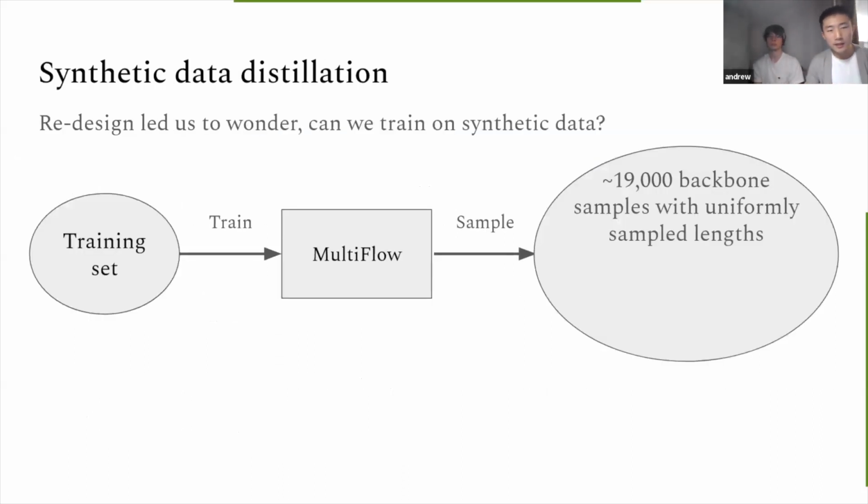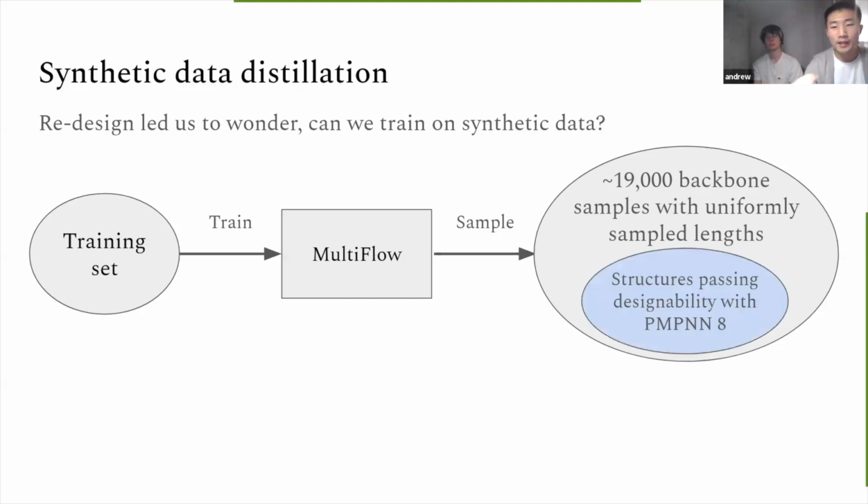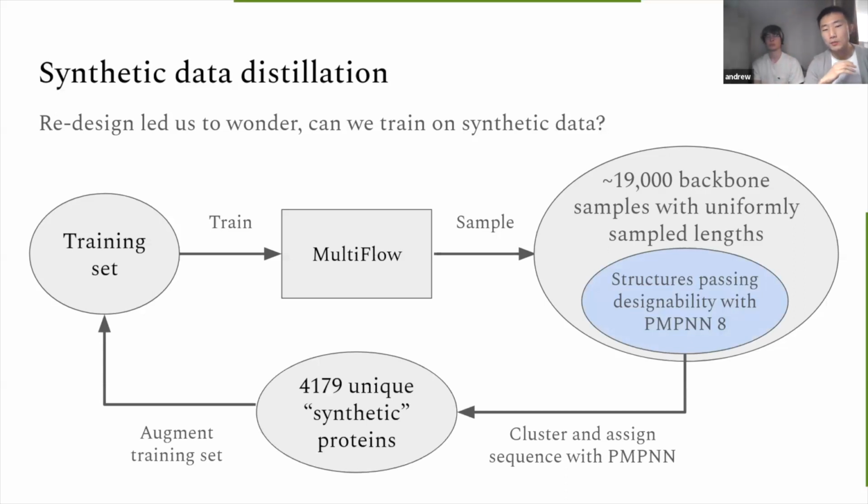Because redesign worked pretty well for us, and I'll go over numbers later, we were wondering what happens if you train on synthetic data from the generative model itself. We call this section synthetic data distillation. After we trained a MultiFlow model, we sampled around 20,000 proteins, uniformly sampling the lengths, and then took the subset passing designability. We clustered them and found about 4.2 thousand synthetic proteins that we could add to our training set.